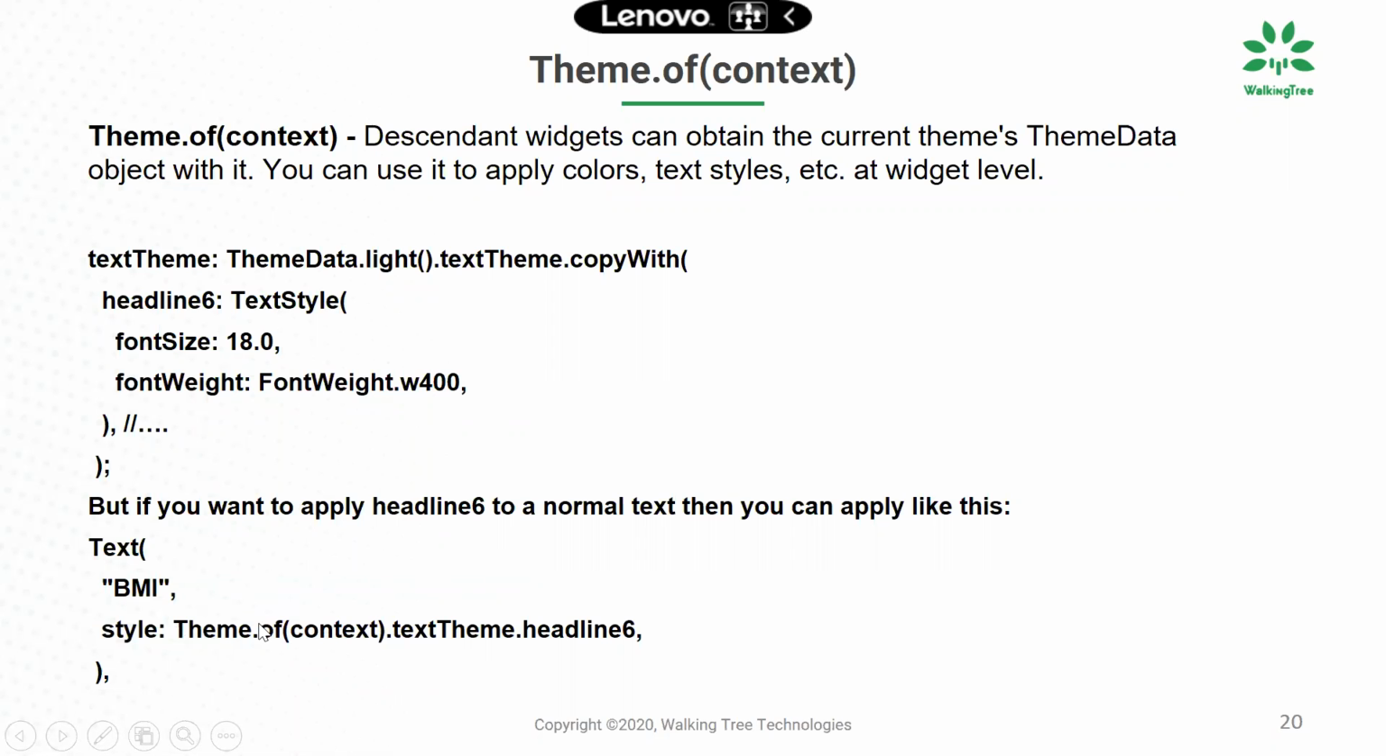Once you have the theme data object, you get its textTheme property, which is again an object, as you can see, and then its headline6 property. We have that, and it will be applied to this text widget. Okay, so like this we can change. I'll show you in the app.